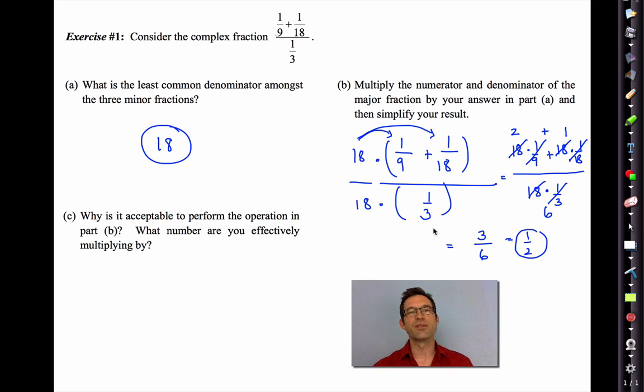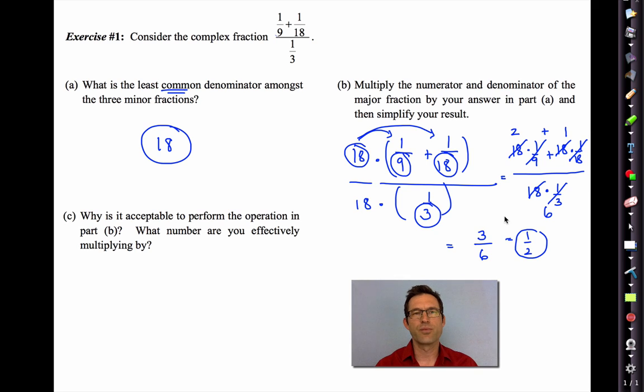Now obviously I can simplify that result and just get 1/2. I bet it wasn't obvious that that complex fraction was equal to 1/2. Now, more important than the fact that this was the least common denominator was the fact that 18 canceled 9, 18, and 3. It canceled all of them. It got rid of all the small denominators.